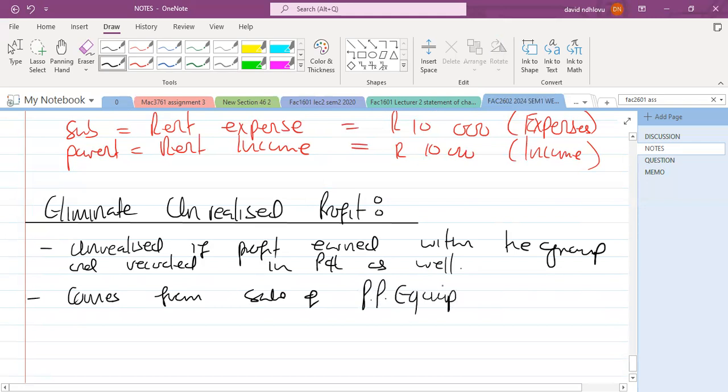Can you please repeat the last statement? I didn't get it well. Okay, right, and inventory as well. Let's say the parent sells inventory to the subsidiary. It buys the inventory for 20 Rand and sells it to the subsidiary at 30 Rand, which is their normal selling price when they sell to outsiders. The parent then makes a profit. Are we clear?